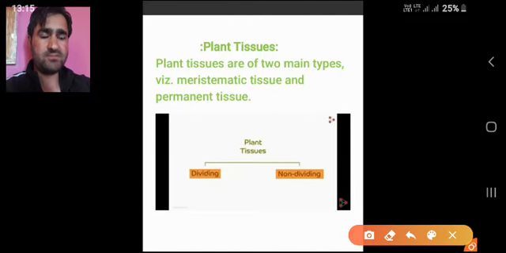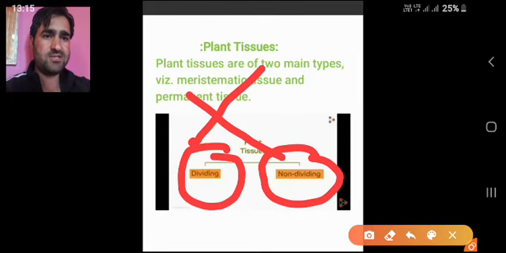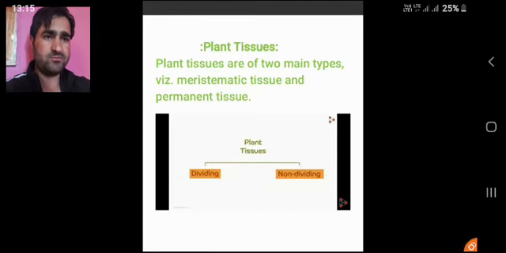We can have in a plant body dividing cells as well as non-dividing cells. Dividing cells are known as meristematic cells, and non-dividing cells, that means the cells that have lost the power of division, are known as permanent cells or permanent tissue. So these are the two main types of plant tissues: meristematic tissue and permanent tissue.